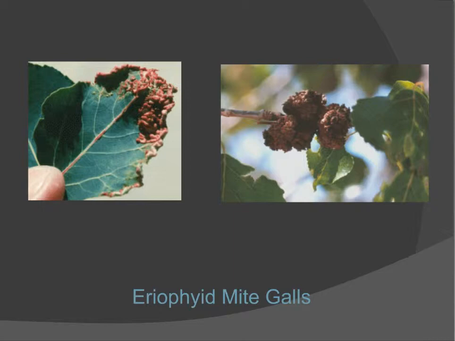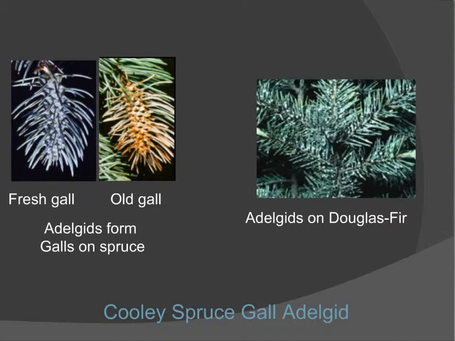Cooley spruce gall adelgid, I think everybody's probably seen this one. The galls will form on the spruce. Basically, it's an aphid. Adelgid is basically the same thing as an aphid. And it gets into the stem. And what you think might be a cone from afar, if you get close, you'll see that it's really a swelling of the stem with needles coming out of that. Fresh galls are still green. Older galls will turn brown or gray.